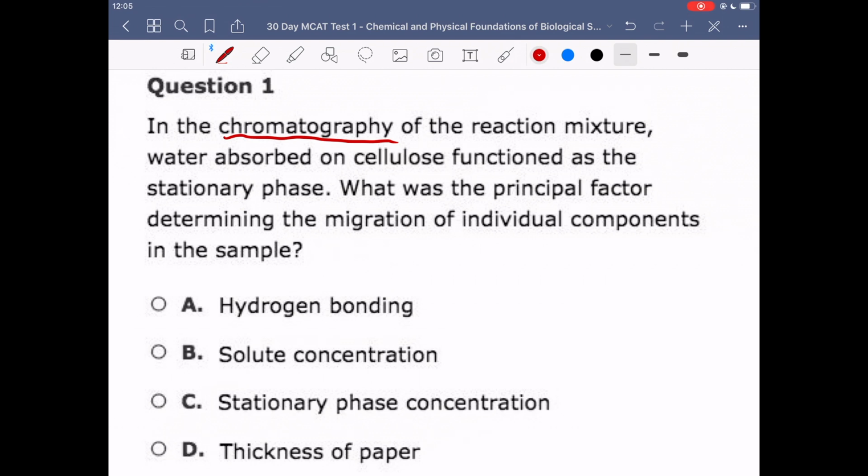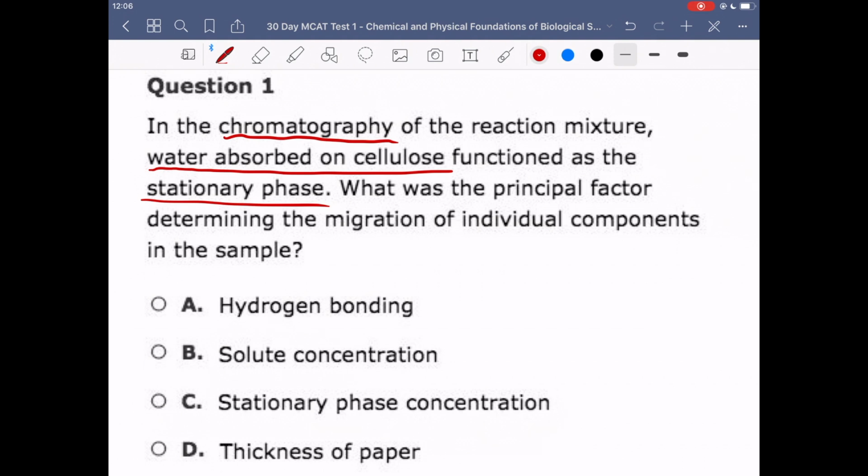It goes up and it pulls along the compounds, and if they stick better to the stationary phase, they'll remain near the bottom where they were spotted. Otherwise, they'll be carried up the paper by the mobile phase. And we are told that the stationary phase here is water absorbed on cellulose. That is our stationary phase. So what determines migration of compounds? Once again, it's the difference between adherence to the stationary versus mobile phase.